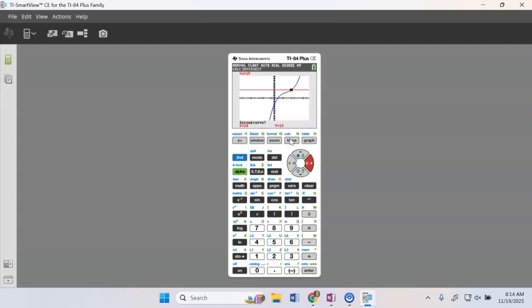Then, I know it's hard to tell, but it switched me to my second curve. And once again, I want to get pretty close to that intersection. I'm just trying to tell my calculator where to narrow it down. I'm going to hit enter again. Guess, I don't know why they put guess.